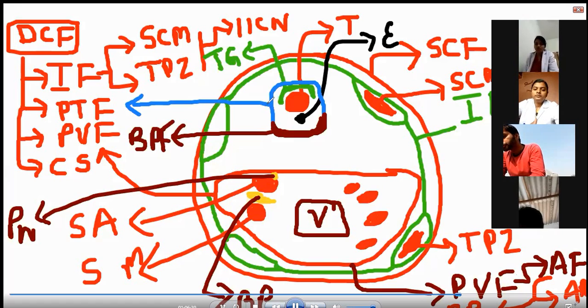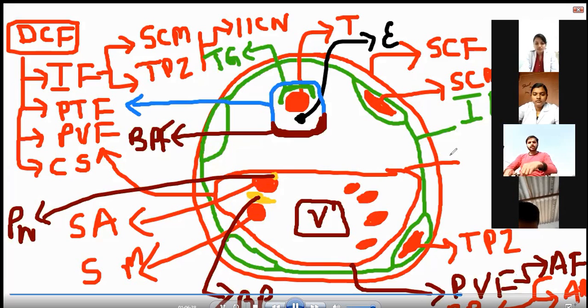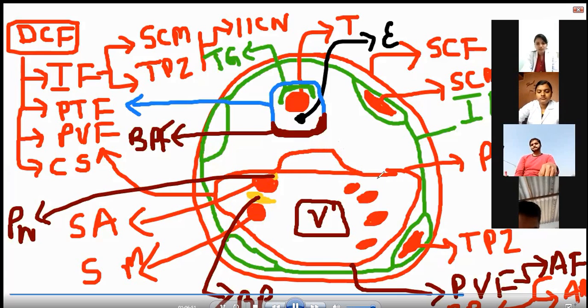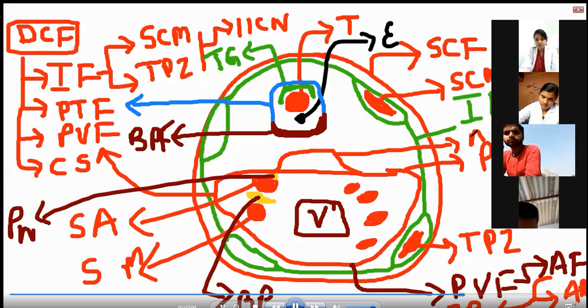Now see the diagram. Please see the diagram once again. This is your which fascia? The red one. Prevertebral fascia, right? This prevertebral fascia has a layer also here. And that layer is known as alar fascia. Okay, that is your which fascia? Alar fascia.